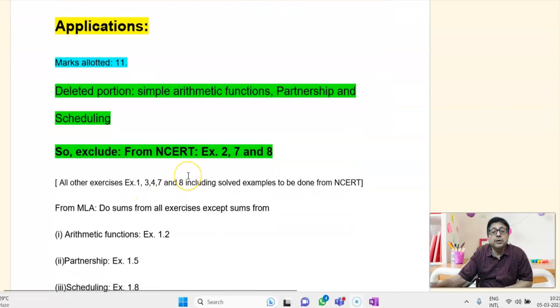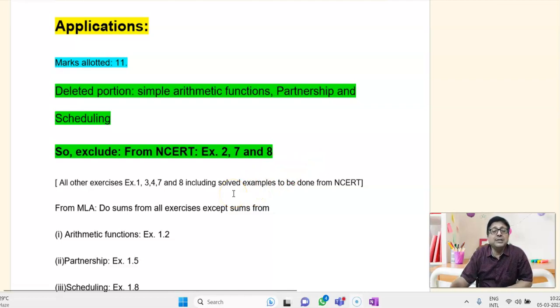So exclude these exercises 2, 7 and 8 from the NCERT book. All other exercises 1, 3, 4, 7 and 8, including solved examples, are to be done from NCERT. This I will say again and again. Solved examples also you must go through. See the solution once, then do it yourself. This you can complete from the NCERT book.